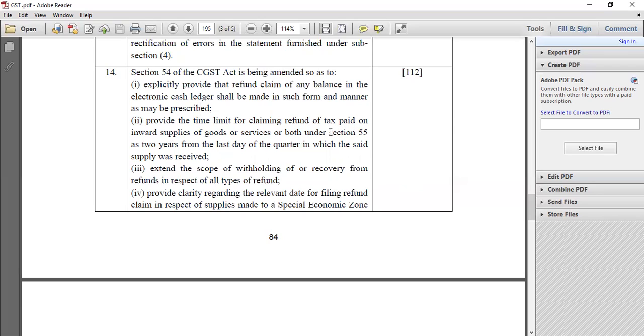Section 55 deals with refund in case of UN agencies, foreign diplomats, embassies, consultancies, etc. Earlier, the limit was 6 months from the last day of the quarter in which the supply of goods or services or both was received. They can claim the refund of tax paid within 6 months from the last day of the quarter in which the supply was received. Now it is being extended to 2 years.